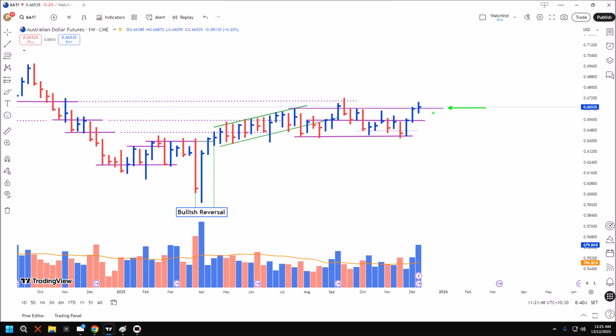It did attempt to push higher. There was a little test for supply early, which is generally what you do see. There was an attempt to push higher. Price ended up getting pushed back to this resistance level.